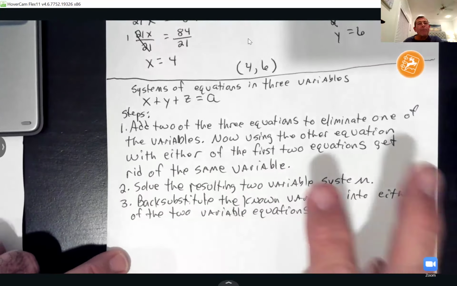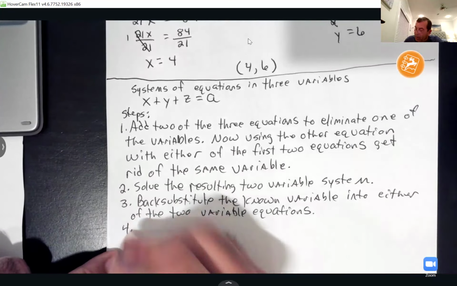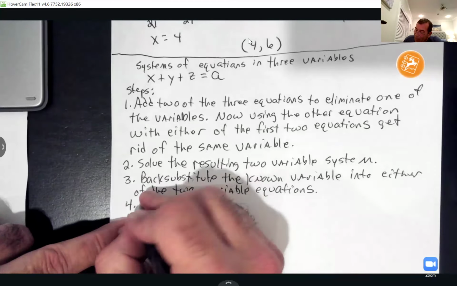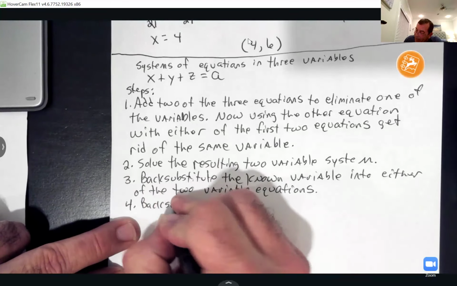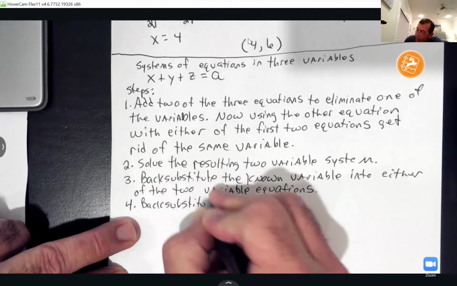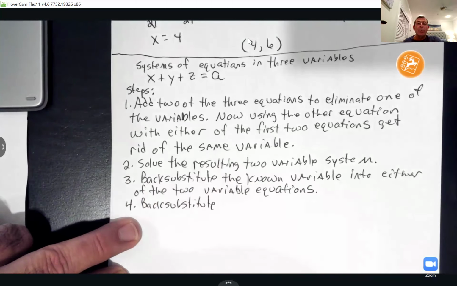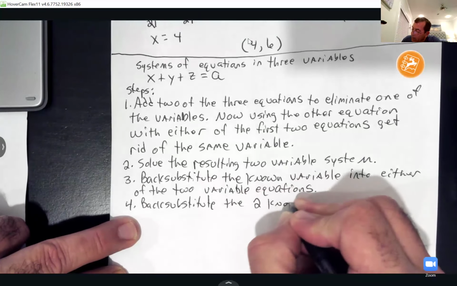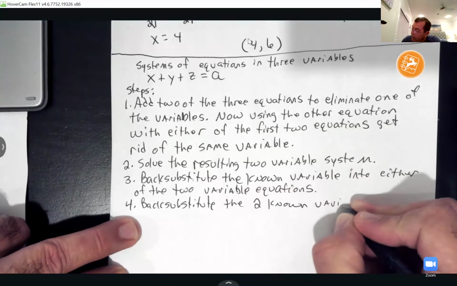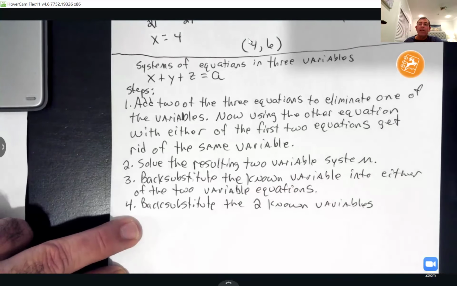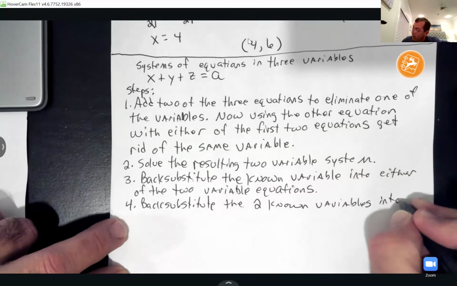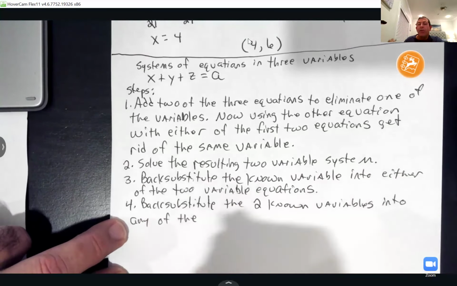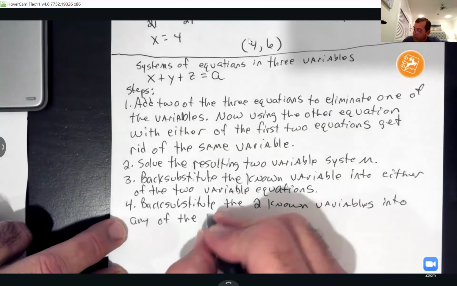At that point, I will have two variables known. Well, y'all, I got three variables. So what I do now, I'm going to back substitute again. I'm going to back substitute the two known variables now into any of the three variable equations.